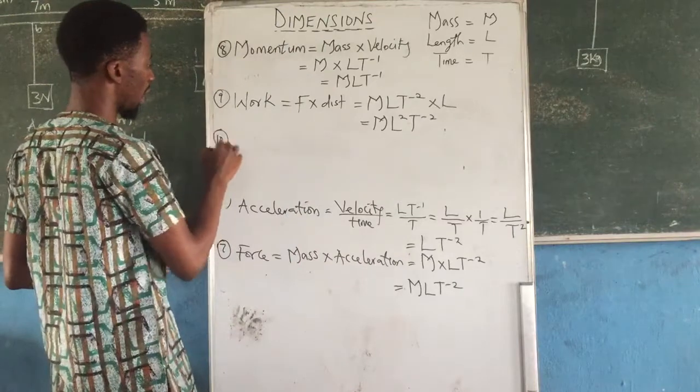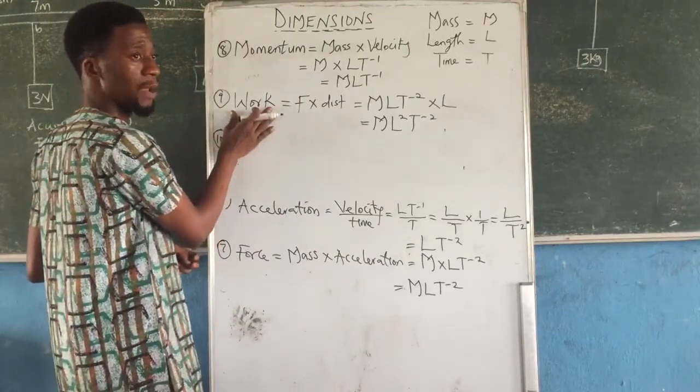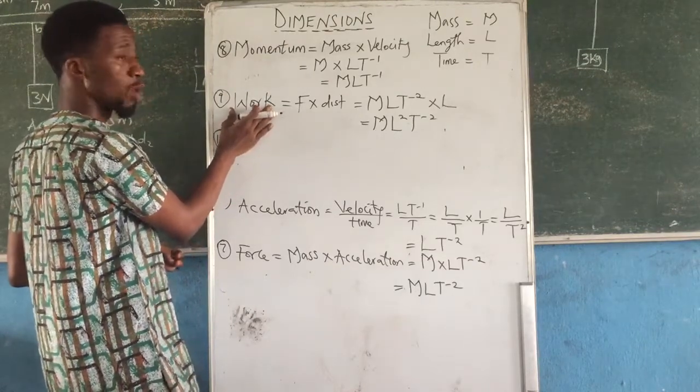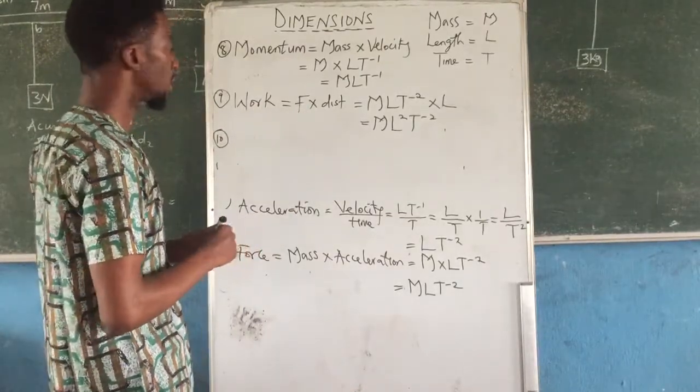Okay, number 10, let us look at moment. Moment has the same dimension as work, so we are not going to be looking at moment, because moment is also force times perpendicular distance, but they have the same dimension.